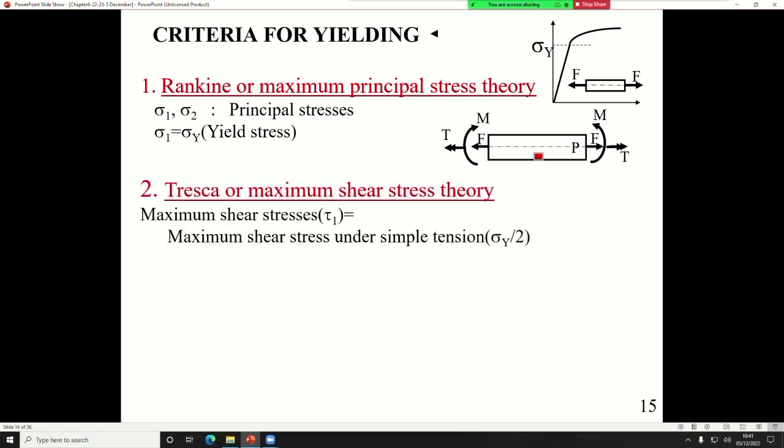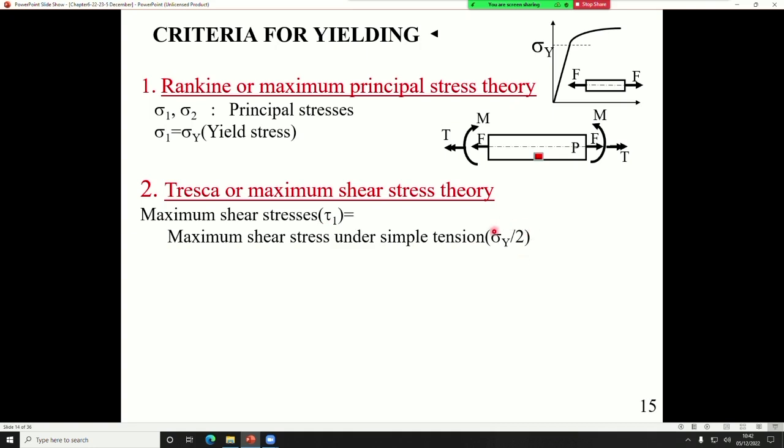The second criterion is Tresca, or maximum shear stress theory. Based on this criterion, whenever the maximum shear stress in that location, I showed you how to find τ1 and τ2, maximum and minimum shear stresses, is equal to the maximum shear stress in simple tension, we say the material has failed. So we need to keep τ1 and τ2, or the absolute of τ1 and τ2, less than half the yield stress.